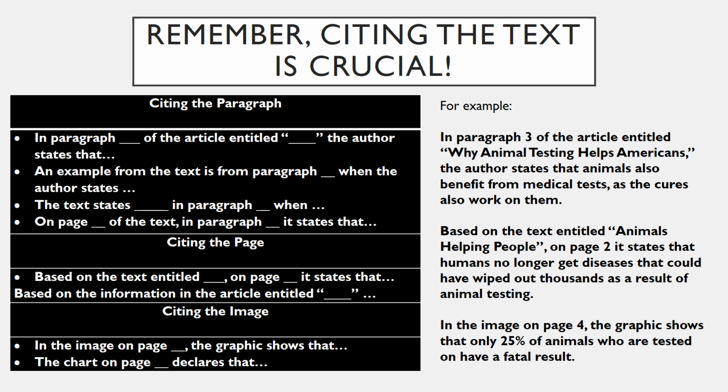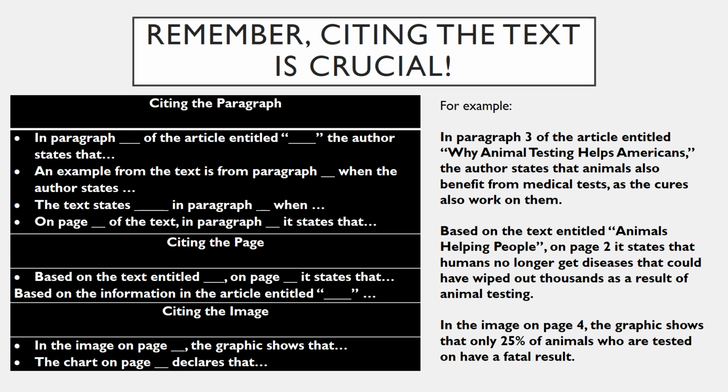So remember, citing the text is crucial. On the left, you see citing the paragraph. We want to be very specific. So if you could cite the paragraph, that's better than anything else. You might say, in paragraph blank of the article entitled blank, the author stated that. An example from the text is from paragraph blank, when the author states, the text states blank in paragraph blank, when, on page blank of the text in paragraph blank, it states that.